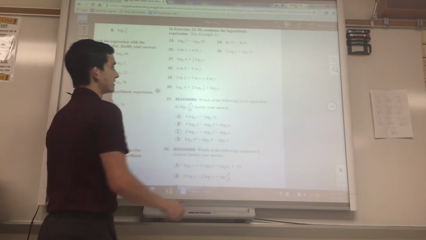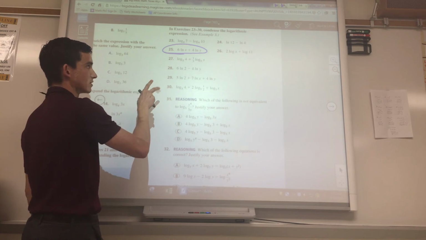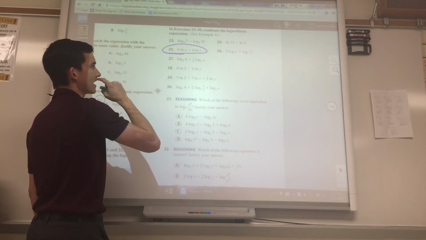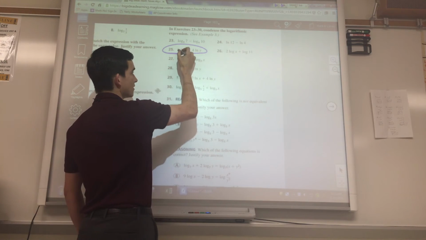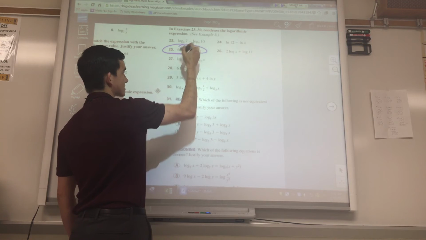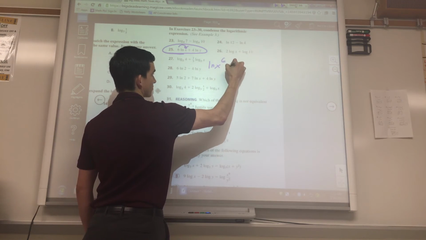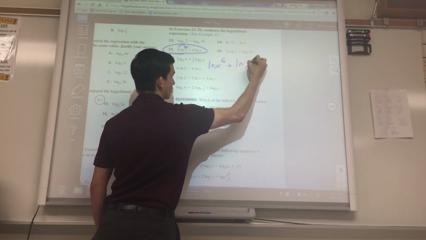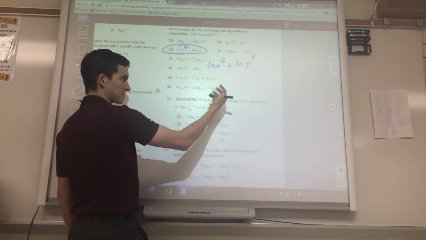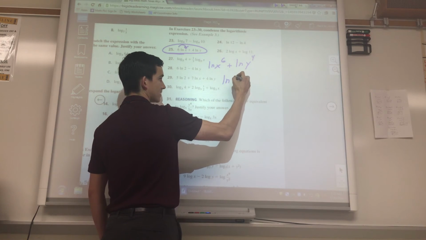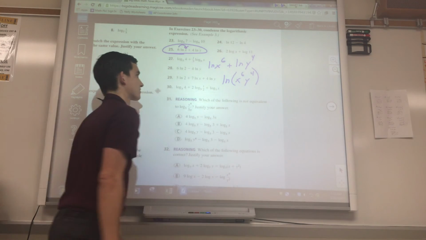Okay, next one, number 25, I'm looking at this one. So if I have 6 natural log, which is just log base e of x, and 4 natural log of y, I'm going to just leave it as natural logs this time. Remember, that is the same as moving the 6 up top right here. So I have natural log of x to the 6th plus natural log of y to the 4th. And if I'm adding the two exponents together, that's the same as multiplying. So I could do natural log of x to the 6th, y to the 4th, like that.